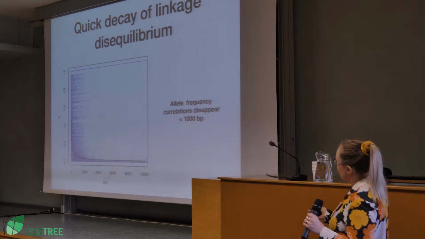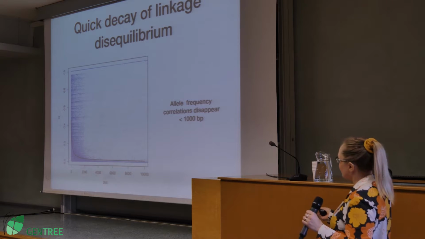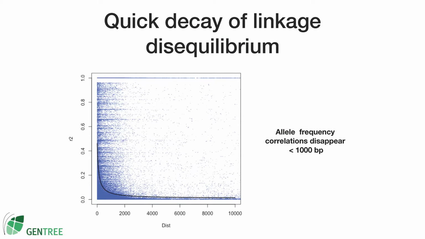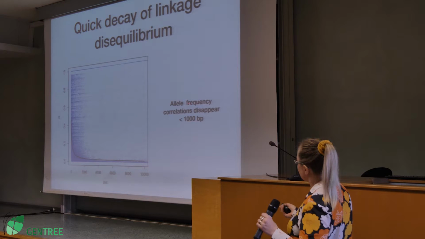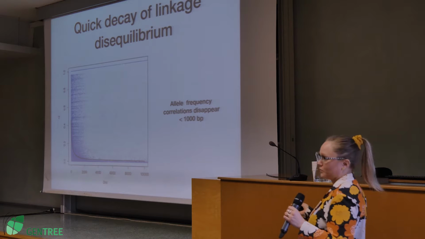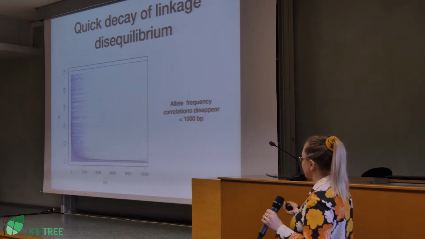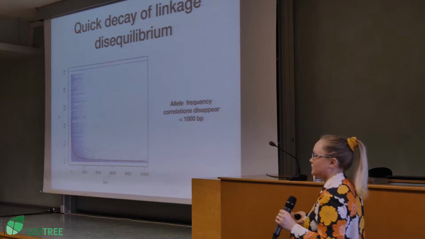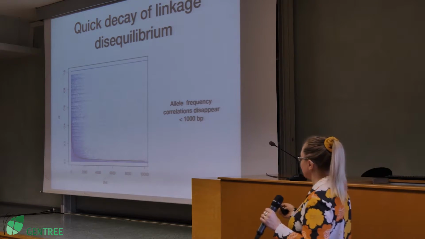We also see very quick decay of linkage disequilibrium. Also a well-known phenomenon in many forest trees, so that correlations between the loci in allele frequency disappear in much less than 1,000 base pair distance. So we can assume that most of the loci that we are looking at are actually independent from each other.